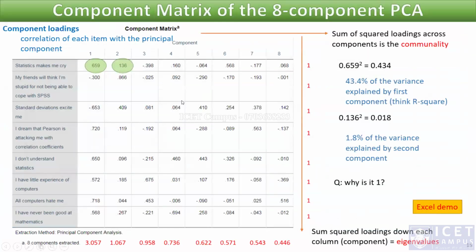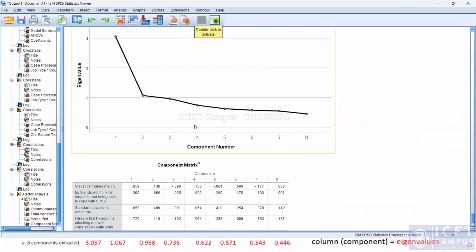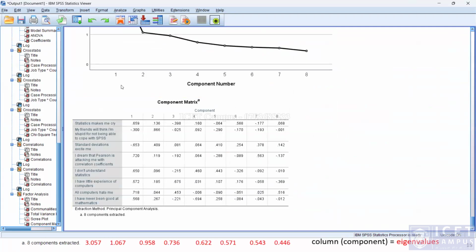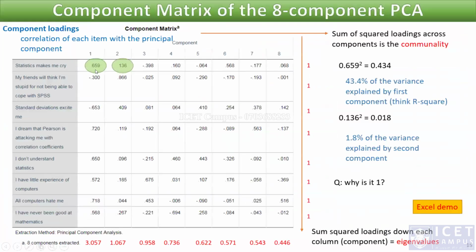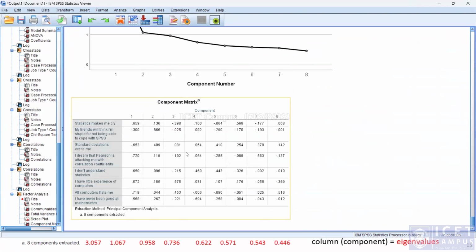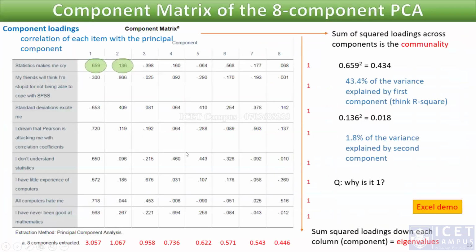First, we can see this component matrix, this one, with values like 0.659 and 0.136. So we'll try to understand what is given by this table. Yeah, these are component loadings.